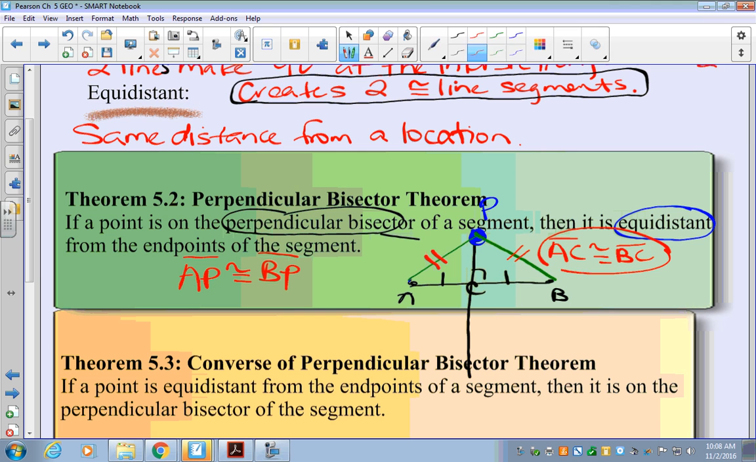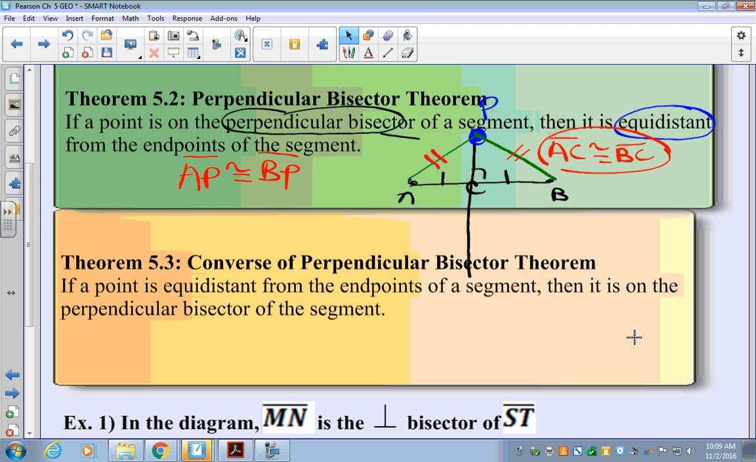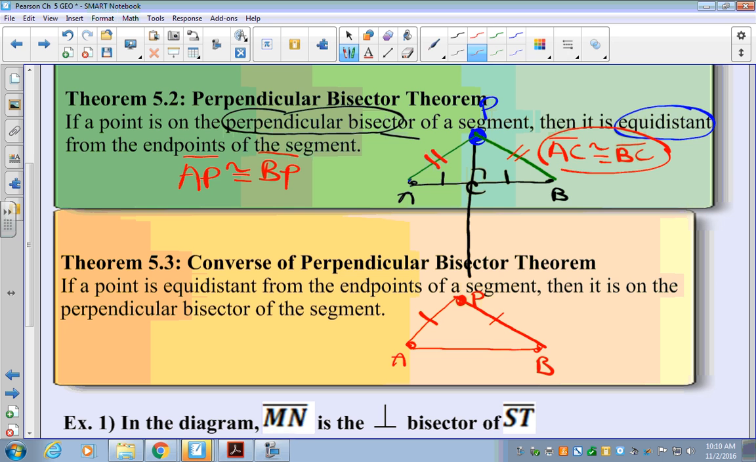Okay, let's talk over the converse. The converse says, if I know that a point is equidistant from the endpoints of a segment, then I know it is on the perpendicular bisector. So it's the reverse. I have a segment, A and B, and I have a point, P, and I know that P is the same distance from A to B, then I can say the line that goes through P and is perpendicular to AB is the perpendicular bisector.